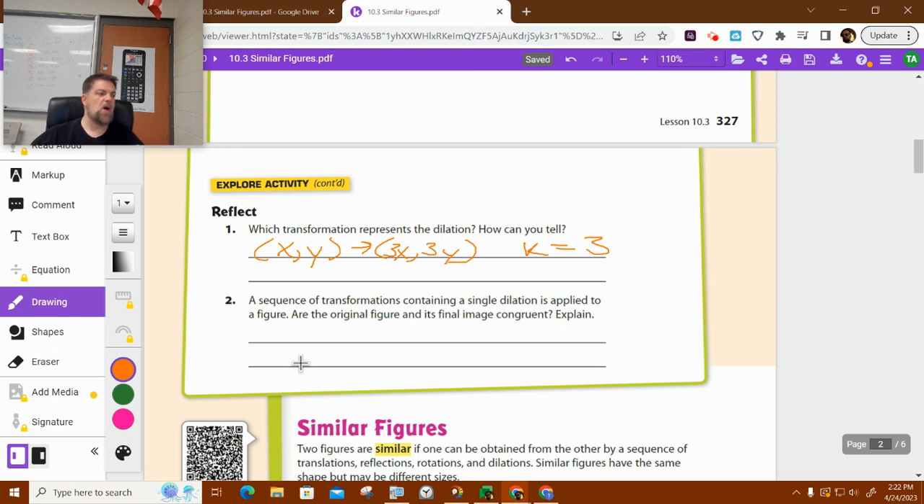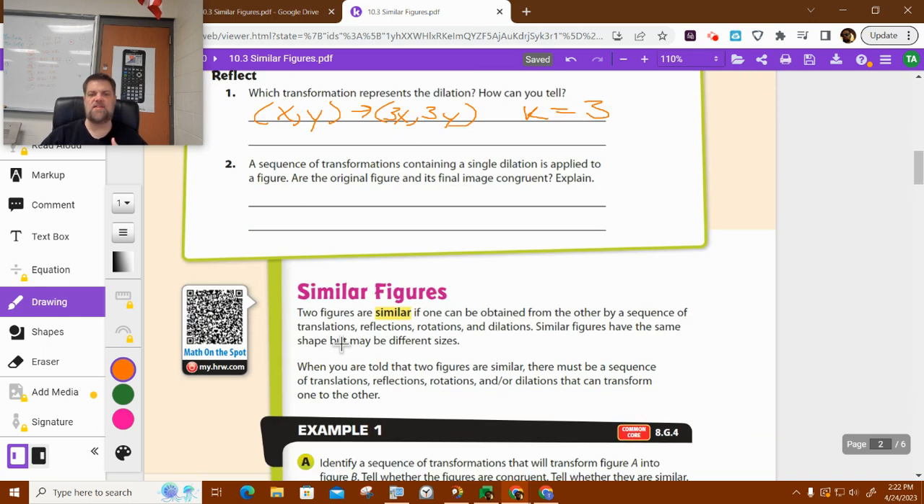Okay. Part 2, or question 2, it says, a sequence of transformations containing a single dilation is applied to a figure. Are the original figure and the final image congruent? Explain. No. They are similar, though. Similar just means that they have the same angles, which, for most intents and purposes, leaves it the same shape. It's just that it's bigger now.